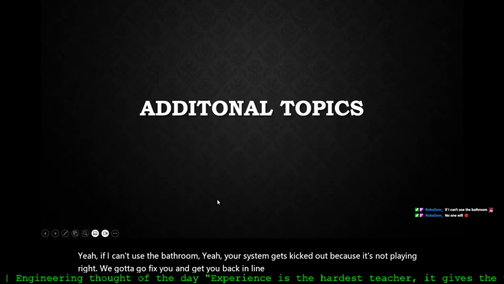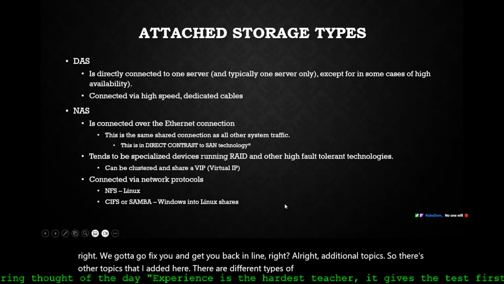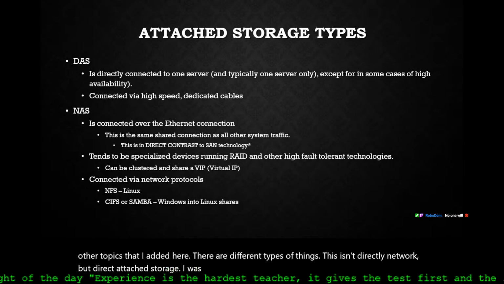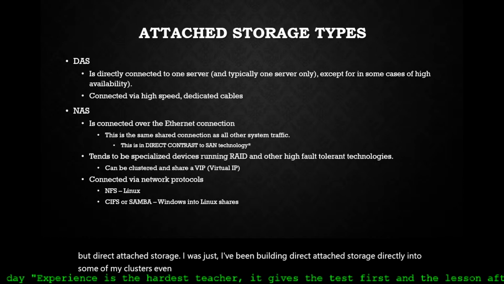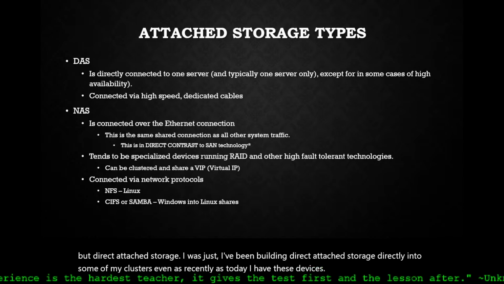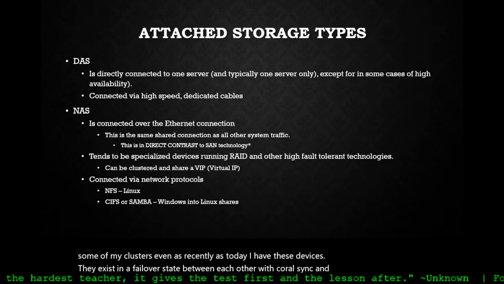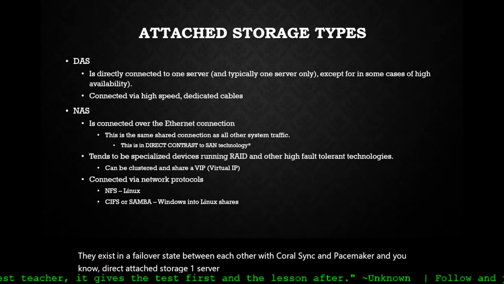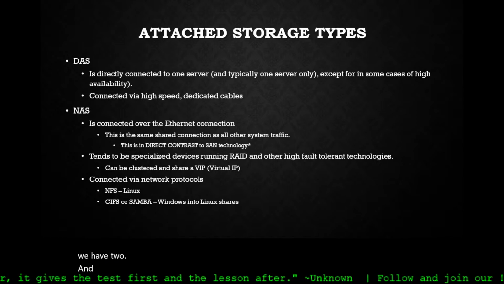All right. Additional topics. There's other topics that I added here. There are different types of things. This isn't directly network, but direct attached storage. I've been building direct attached storage directly into some of my clusters, even as recently as today. I have these devices. They exist in a failover state between each other with Corosync and Pacemaker. And, direct attached storage, one server will have a connection into something. And in this case, we have two. And then high availability, we fail over between the two.